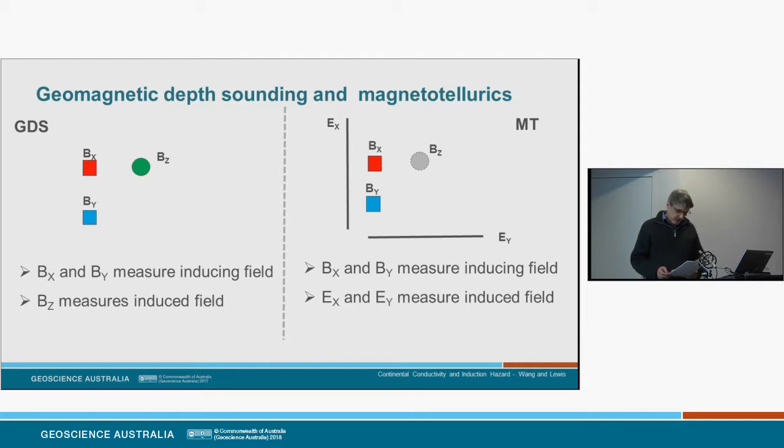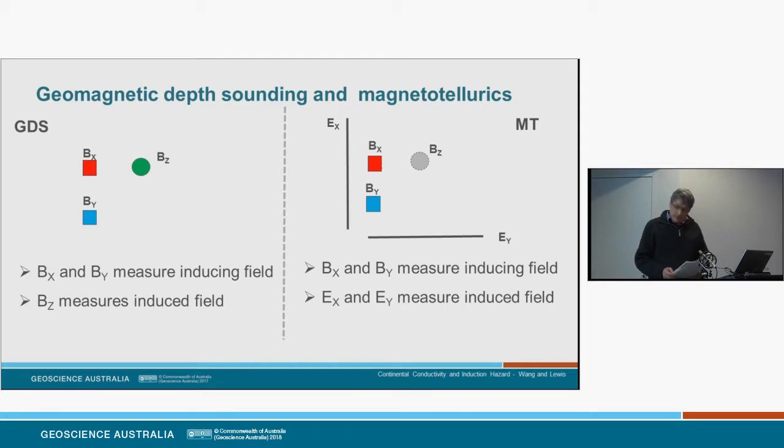Logistically, the GDS method's equipment is much more compact and easier to set up. The wires required to measure the electric field require a large area, and they can be easily disturbed by animals or other activity. And the electrodes can introduce some artefacts in electric field data when you measure for a long period of time.